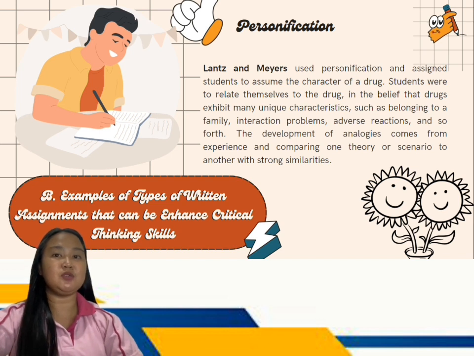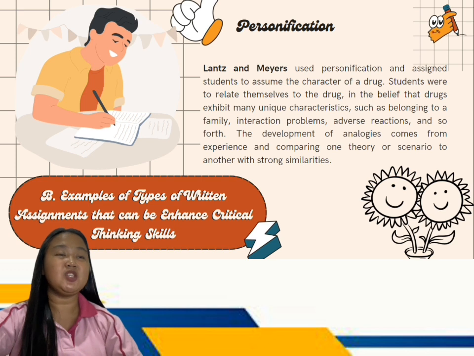Lanson makers used personification and assigned students to assume the character of a drug. Students were to relate themselves to the drug in the belief that drugs exhibit many unique characteristics such as belonging to a family, interaction problems, adverse reactions, and so forth. The development of analogies comes from the experience in comparing one theory or scenario to another with strong similarity.